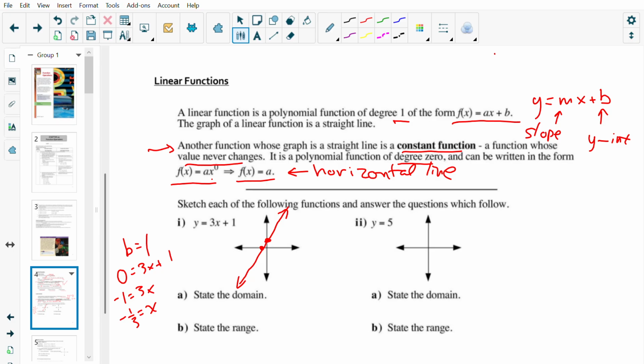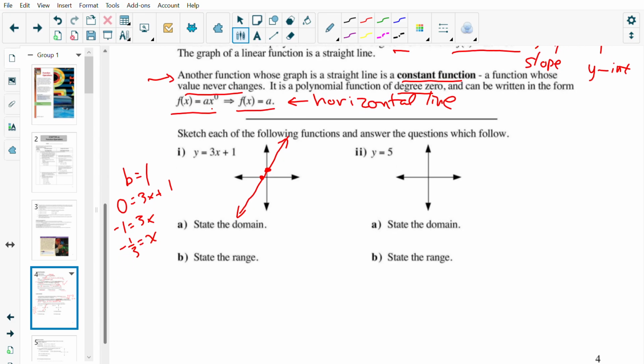Okay, state the domain and range. The domain using set builder notation, so not interval notation. Domain: x such that x is an element of all real numbers. And then y such that y is an element of real numbers.